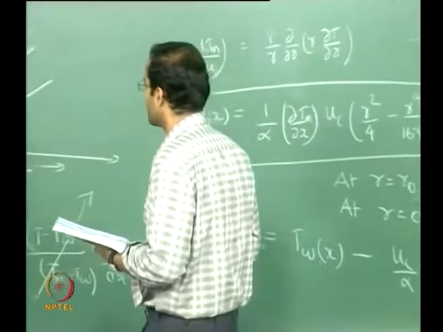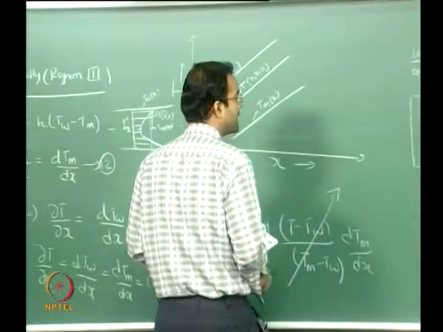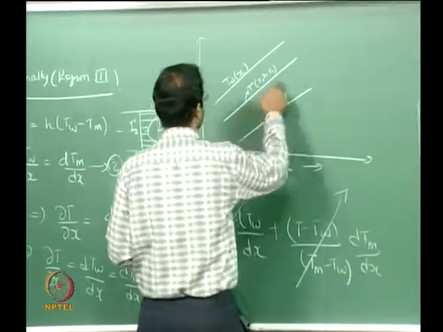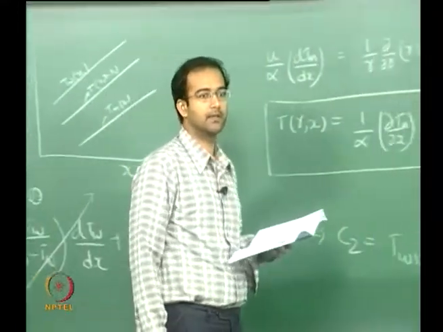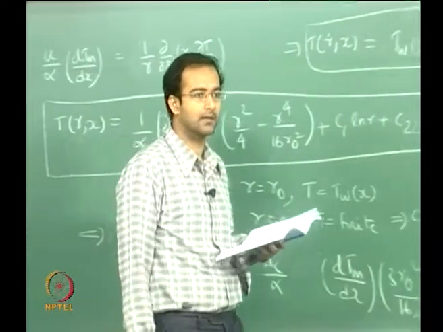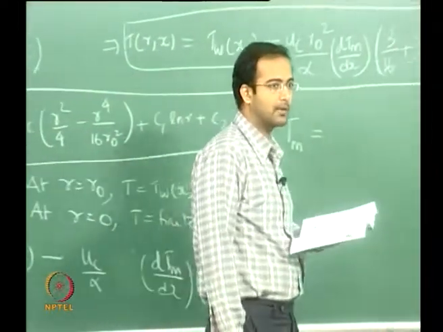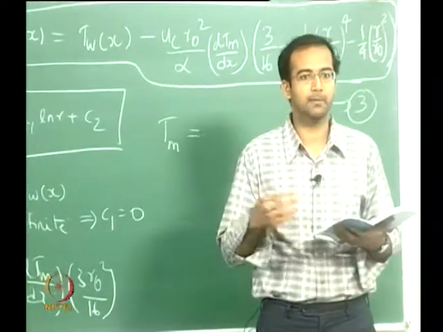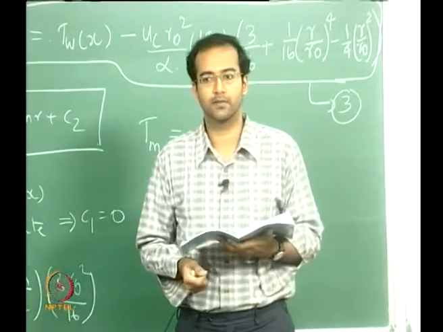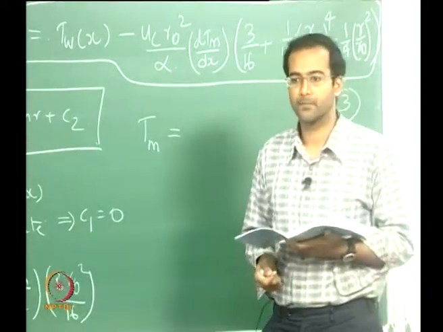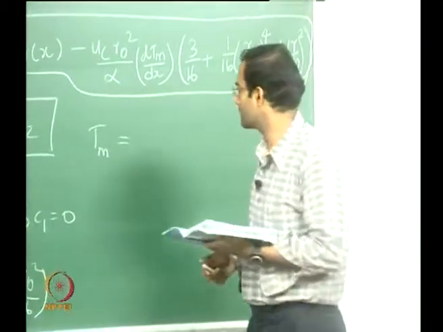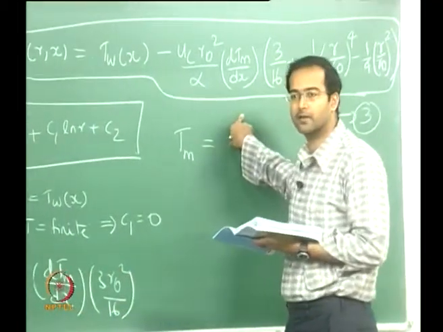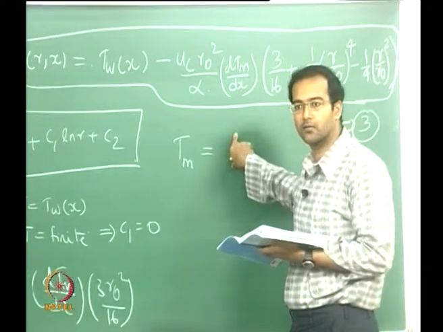So we now know the variation of T with respect to both X and R. Now we should get an expression for the mean temperature varying with X, and of course the difference between the mean temperature and the wall temperature, Tm minus T wall. So how do we define the mean temperature? Yeah, it is basically a mass weighted average of temperature. And how do you mass weight?